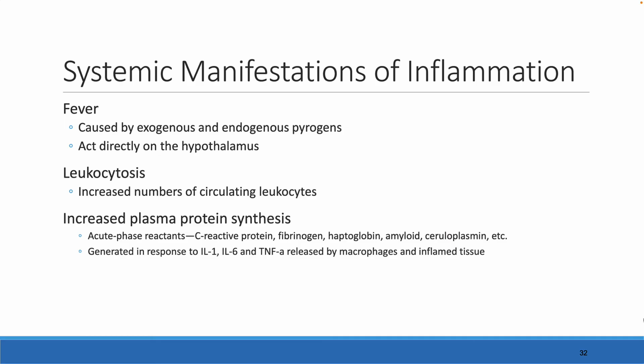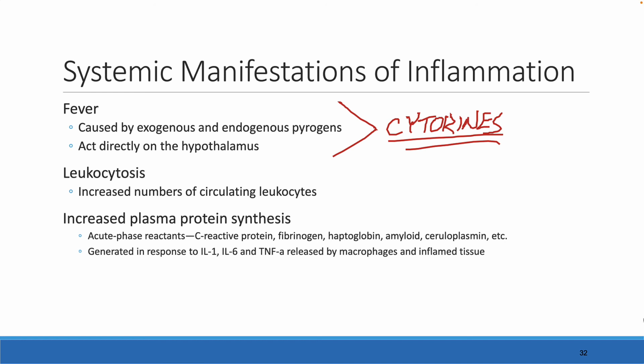So we talked about the localized effects of inflammation, but what are the systemic manifestations of inflammation? Well, sometimes those interleukins and all those cytokines escape the local area and end up getting to the brain where they can cause fever, right? So cytokines go to the brain, stimulate fever by their direct action on the hypothalamus. Okay?